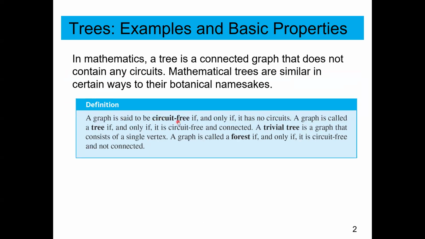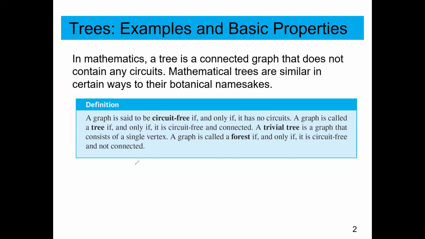A graph is circuit free, or remember, cycle free. I don't know why your book doesn't ever use cycles. It's a more common term. A graph is a tree if it has no cycles and it's connected. A trivial tree is just a single vertex, and a forest is pretty much a bunch of trees that are not connected to each other. So let me draw a couple different trees to illustrate this idea.